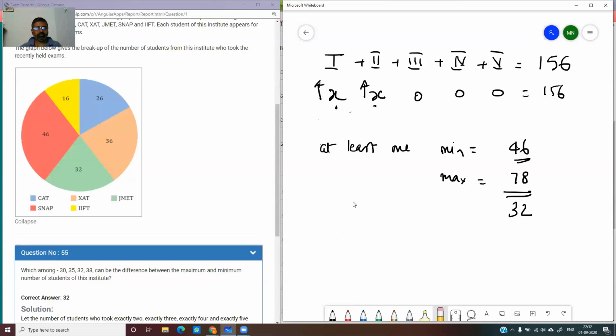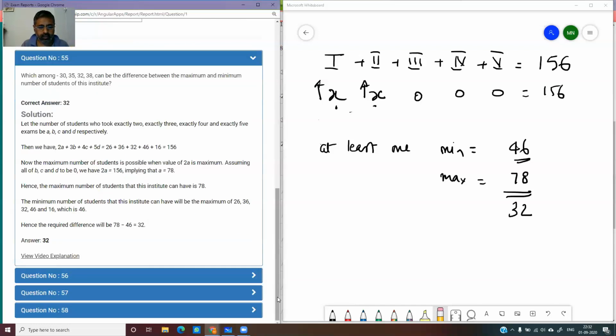Is that okay? Right. So the maximum of A union B union C is 178 and the minimum is 46. Now let's go to the next one. Any question? Anybody has anything? Okay. Now let's go to the next. What is the next question?